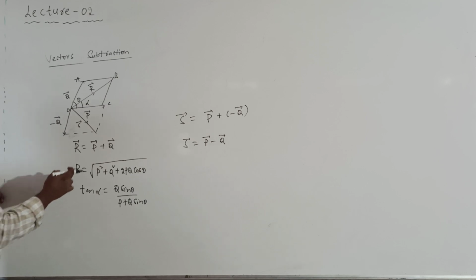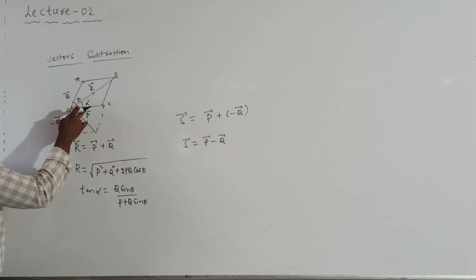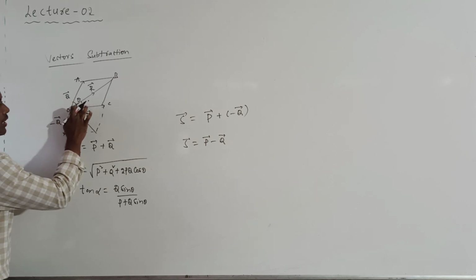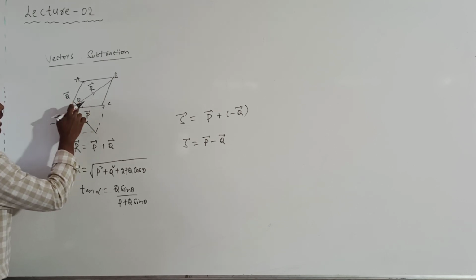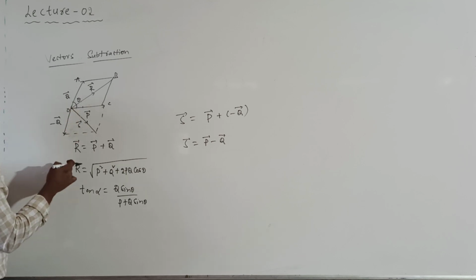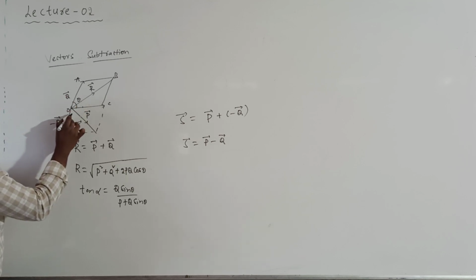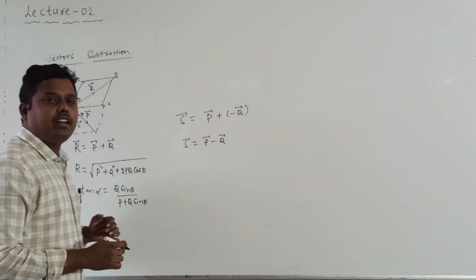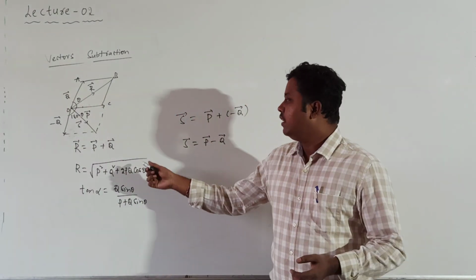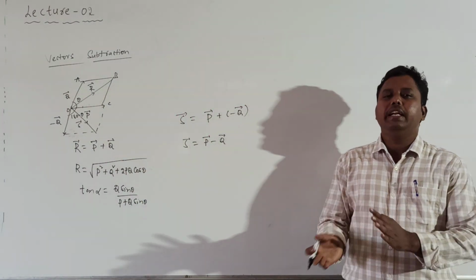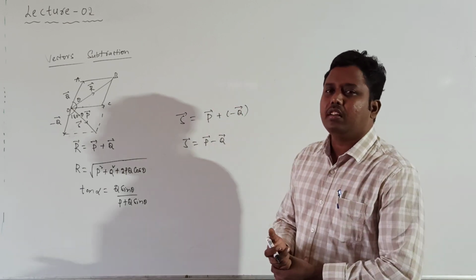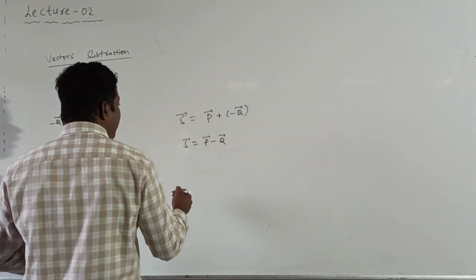Understood? The angle between p bar and q bar is theta, but the total angle is 180. What is the angle between p bar and minus q bar? That is 180 minus theta. So wherever in the formula we had theta, we now substitute 180 minus theta. By substituting 180 minus theta, we will get the formula for the magnitude.